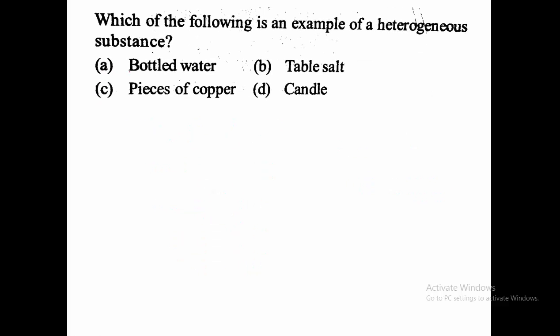The next question, which of the following is an example of heterogeneous substance? What is a heterogeneous substance? The distribution of particles should be non-uniform. And among these, which one is a heterogeneous substance? Bottled water, it is not heterogeneous. Table salt, it is a compound, so it is also not heterogeneous. Pieces of copper, it is also not a heterogeneous substance. So candle, it is a heterogeneous mixture. So therefore here candle is the heterogeneous substance. So option D is the right answer. Next question.